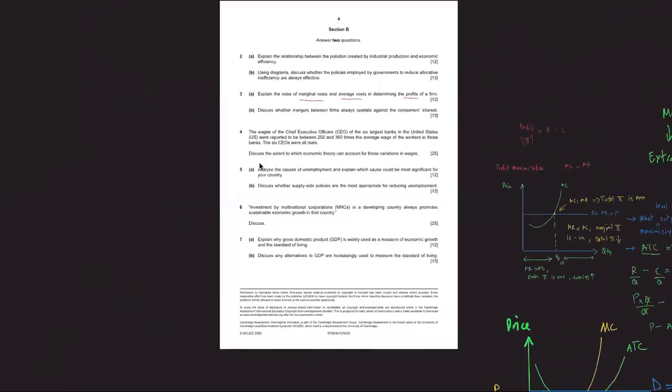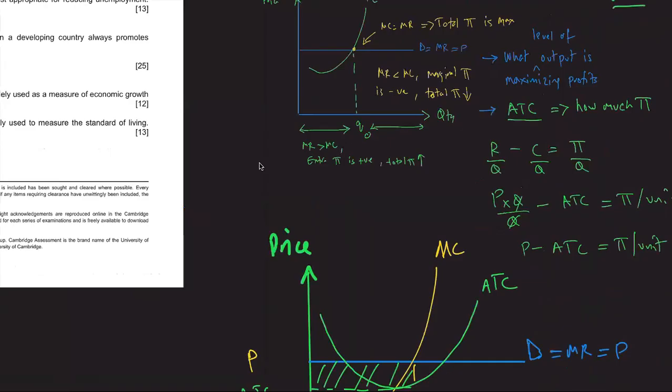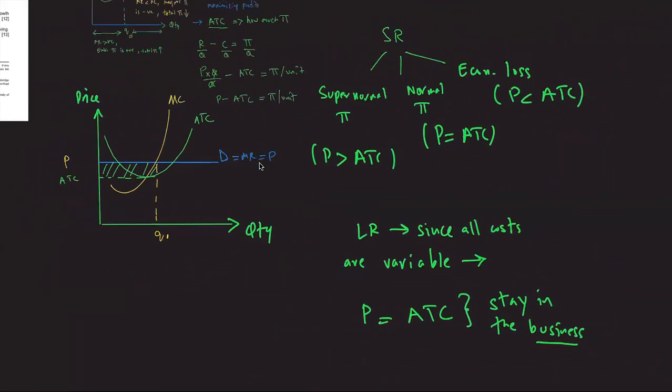Let's move on to discuss 3B. Okay, let me read 3B for you guys. Discuss whether mergers between firms always operate against consumer interests. So, guys, you don't get the long run part. Why are you not getting the long run part? Let me just do the long run part for you for monopoly.